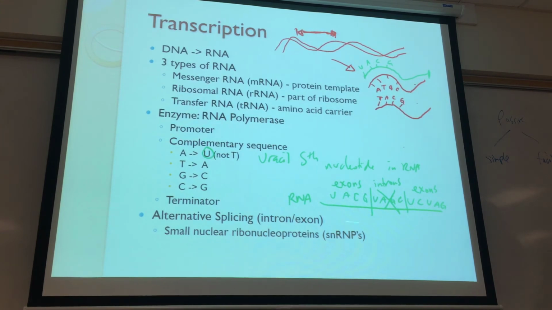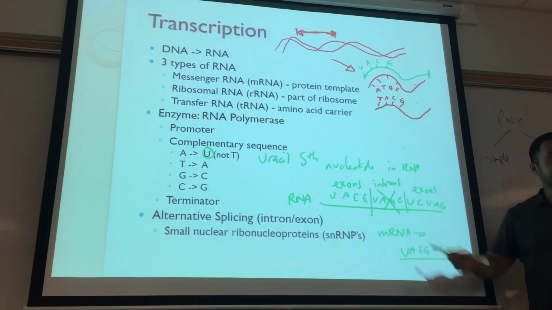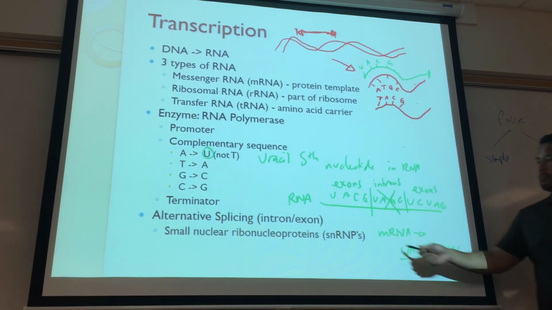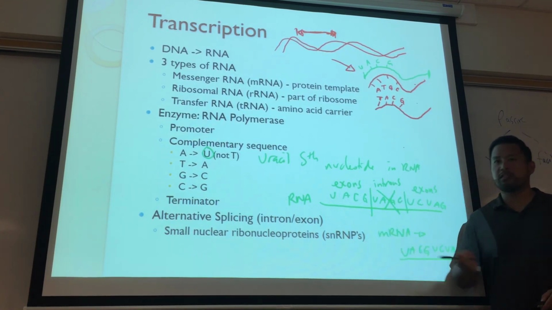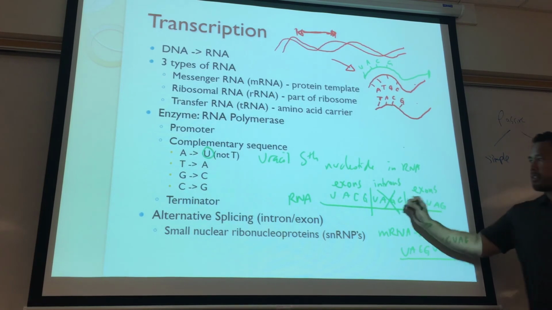And then what these SNRPs are going to do is cut out the introns and put these together. So the final product is going to be UACG, UCUAG. And this is the template that we're going to create proteins from. You might be asking, why are we cutting out pieces? Well, SNRPs are geared to cut out pieces. They are specifically attuned for certain sequences to cut things out.